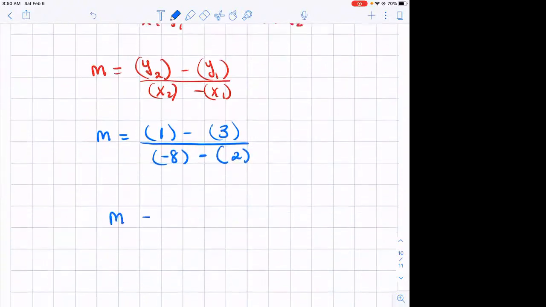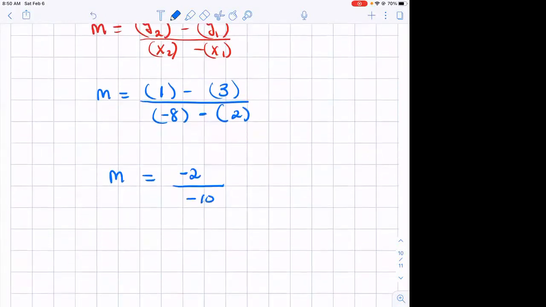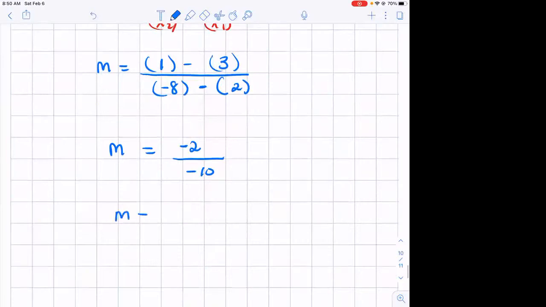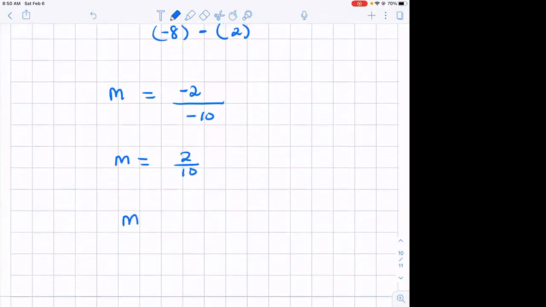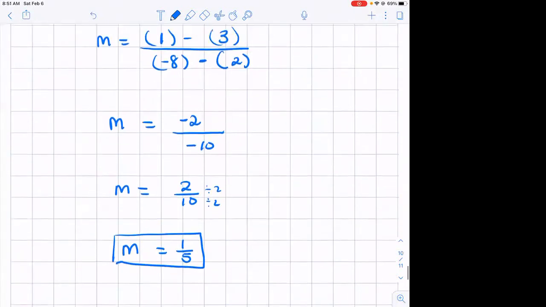So m is equal to 1 minus 3 is -2, divided by -8 minus 2 is -10. And this can be simplified. 2 negatives, when you divide, will become positive. 2 over 10. And then also I can simplify by dividing top and bottom by 2. So this becomes 1/5. So the slope of the line that passes through those 2 points is 1/5.